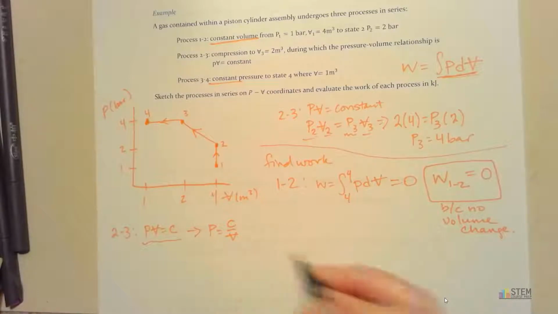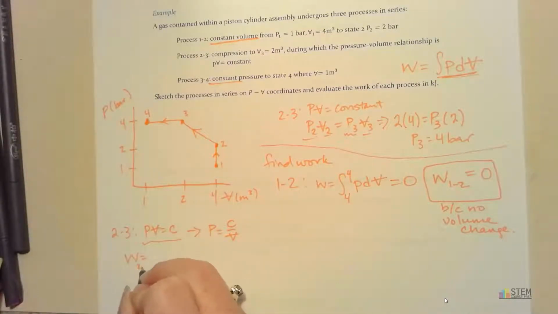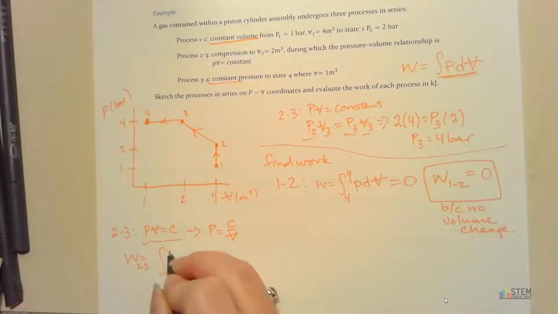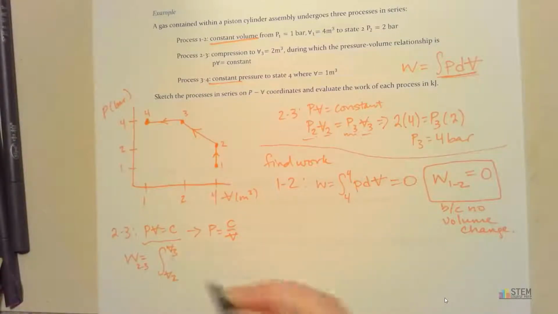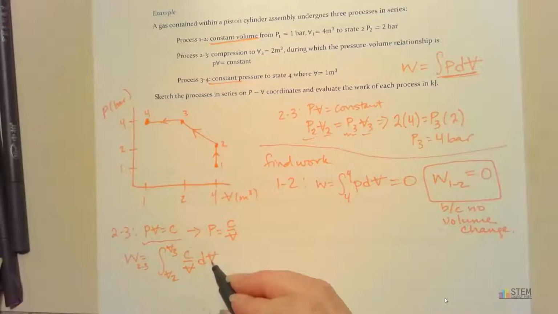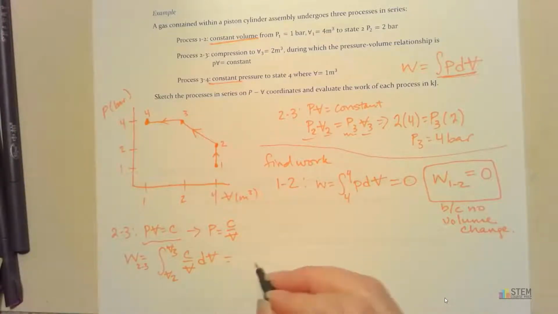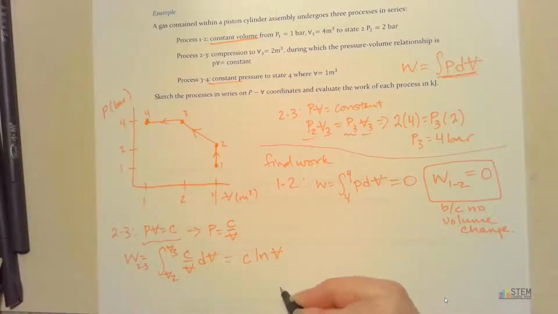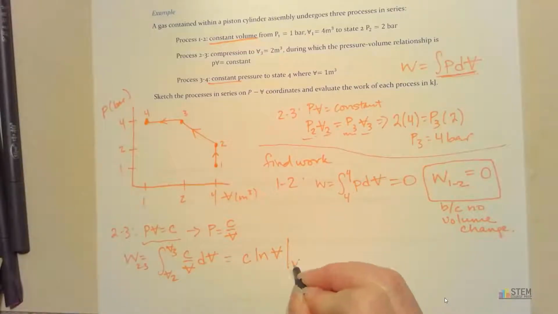And let's go ahead and use our work equation. So this will be the work for process 2, 3. You're going to have the integral. Your limits will be V2 to V3. And then we're going to plug in C over V dV. Okay. Now remember, C is a constant here. We haven't found it yet, but we will in just a second. So you could pull that out. So essentially this is the integral of dV over V. Y'all remember what that is when you integrate that? That's going to be C times the natural log of V. Okay? And then we'll evaluate at those two volumes.